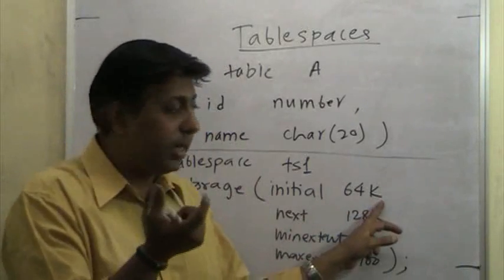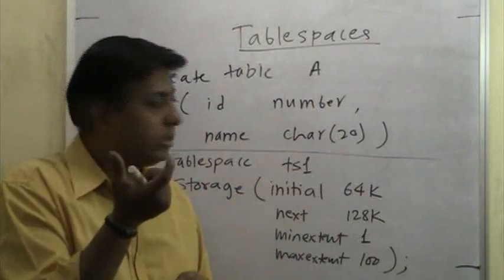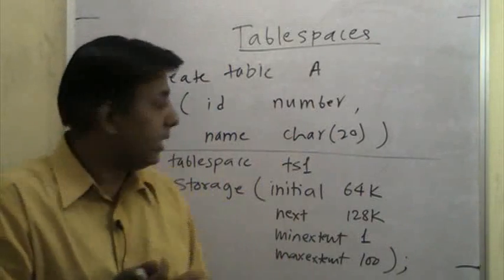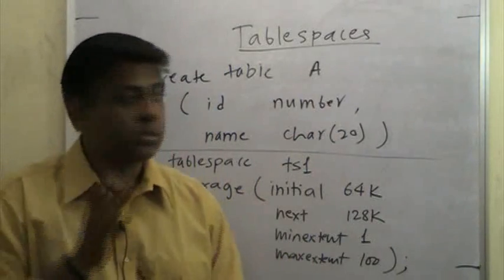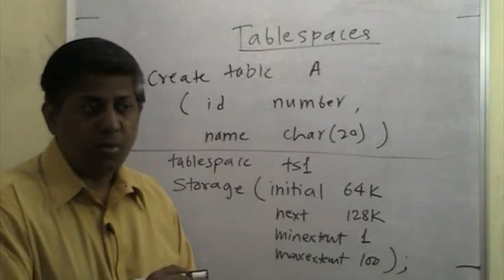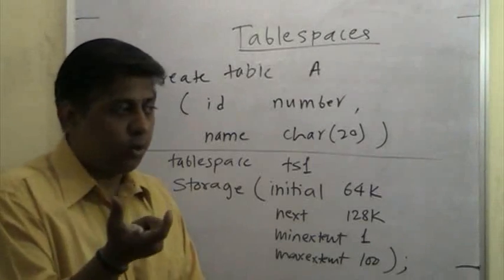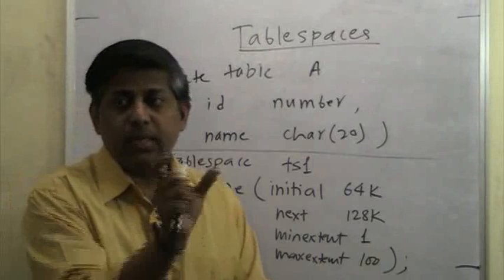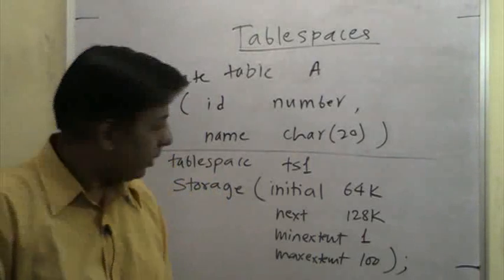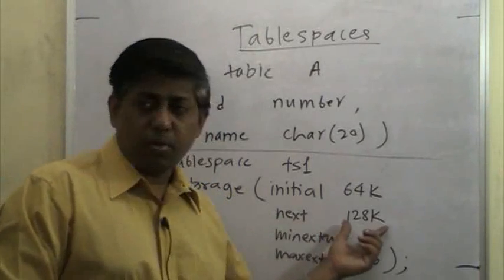Initial 64 kilobytes, so it's a size. That means when you create my table A, initially reserve 64 kilobytes in this table space TS1 for this table. So the moment the table is created, 64 kilobytes of area is reserved in that table space for this table. Next is, we will talk about the next a little later.